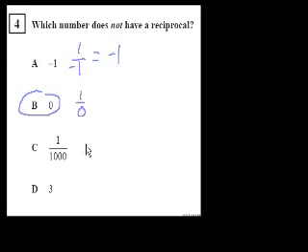We don't know what 1 over 0 is. Maybe that's a project for you to think of what it should mean. And of course, these have reciprocals. 1 over 1,000 is just equal to 1 times 1,000 over 1, which is equal to 1,000. And the reciprocal of 3 is, of course, 1/3.